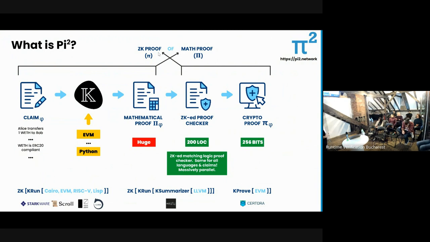These two, if you want to think in terms of blockchain, these two are public. It's the programming language, this is the claim I make, the transaction, whatever, and this is the actual proof, why this is correct, according to the logic.